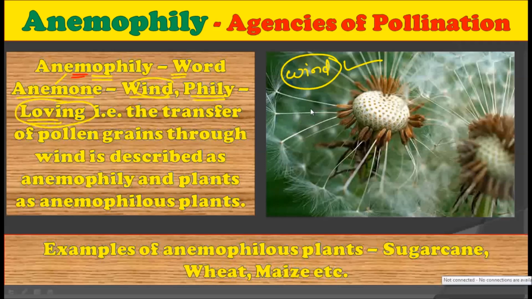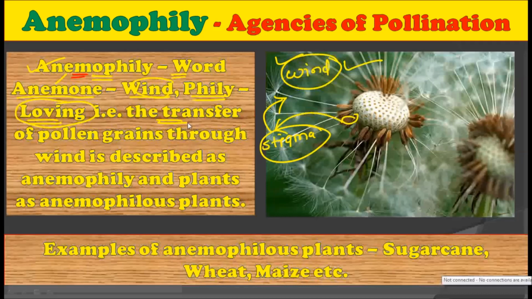That is, by using the wind, the pollen from the anther of a flower travels to another flower and lands on that stigma, which results in the pollination. This type of pollination is known as the Anemophily, in which the wind plays a very important role. The transfer of pollen grains through the wind is described as Anemophily, and the plants are described as Anemophilous plants. That is, those plants which show the Anemophily are known as the Anemophilous plants.